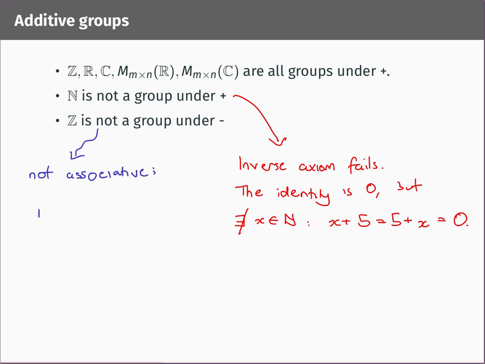So the reason is, if you do 1 minus 2 minus 3, well, what do you get? 1 minus (2 minus 3) is 1 minus minus 1, so that is 2. But here (1 minus 2) is minus 1, minus 3 is minus 4. And these two things are not equal. So it's not associative. You can't get rid of the brackets.